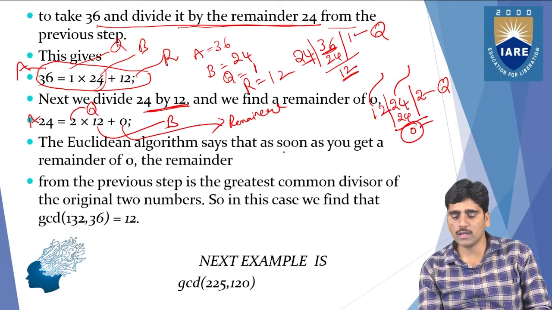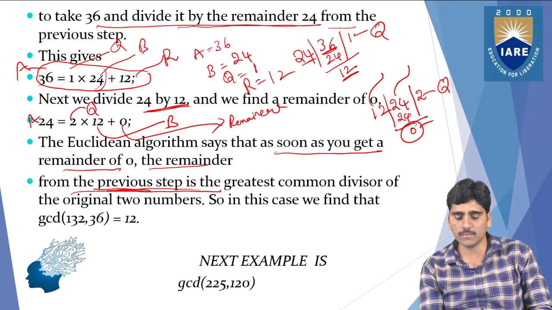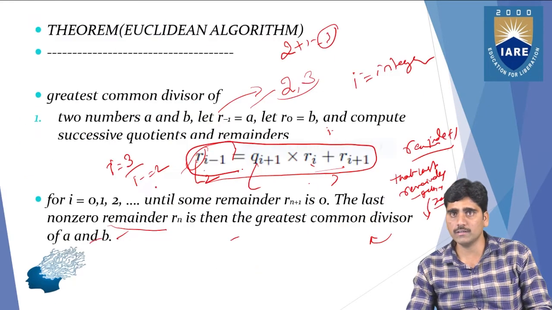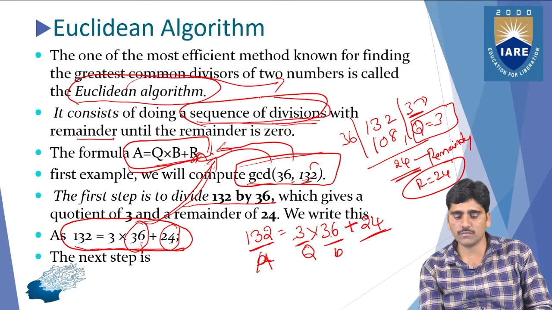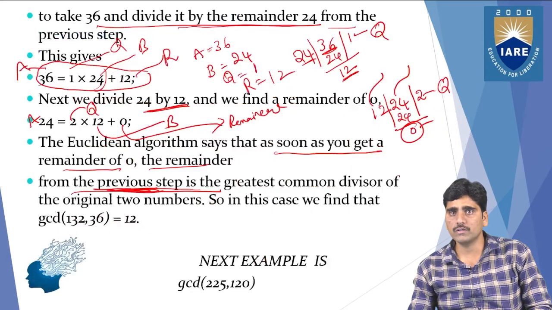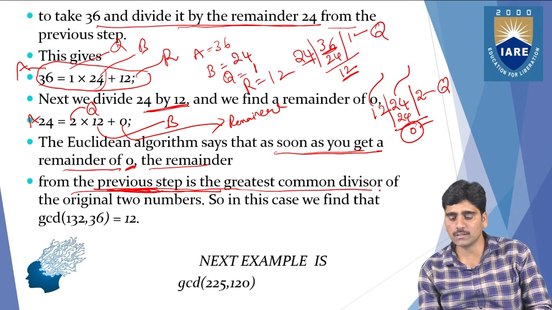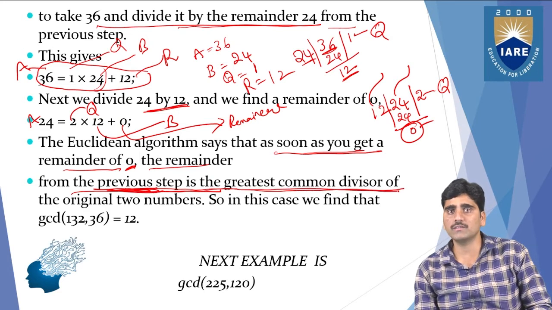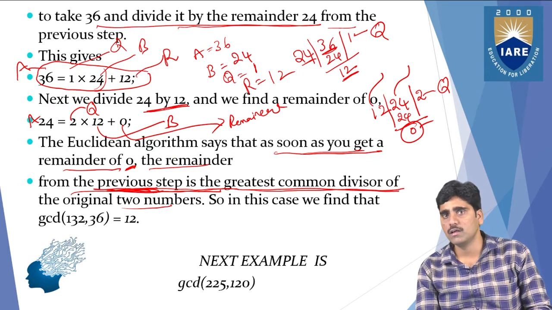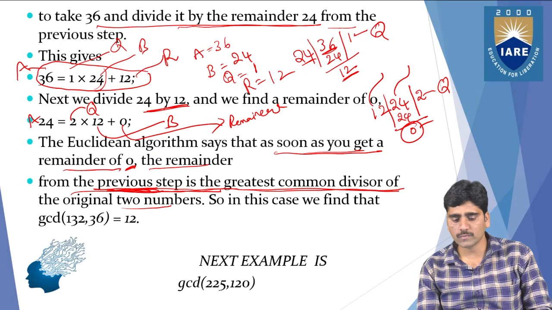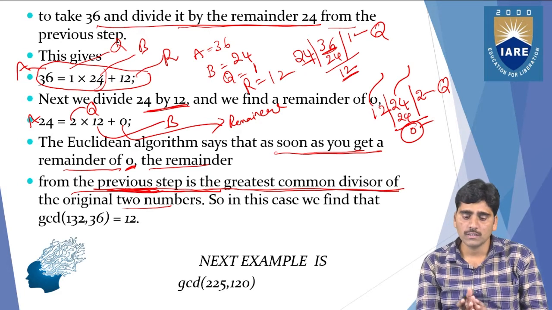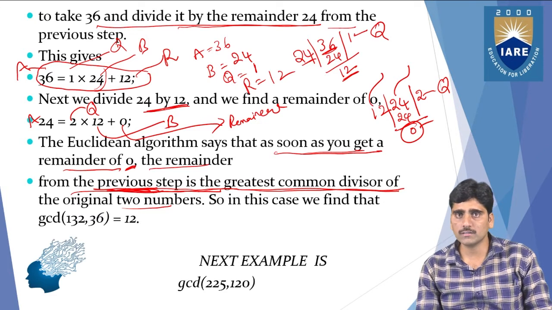So as per the algorithm, as soon as you get a remainder of zero in the sequence of divisions, as in the previous slide, the remainder from the previous step is the greatest common divisor of the original two numbers. This is the way you have to do it. So every time we need to make sure that the statement is in the formula A equals Q into B plus R.